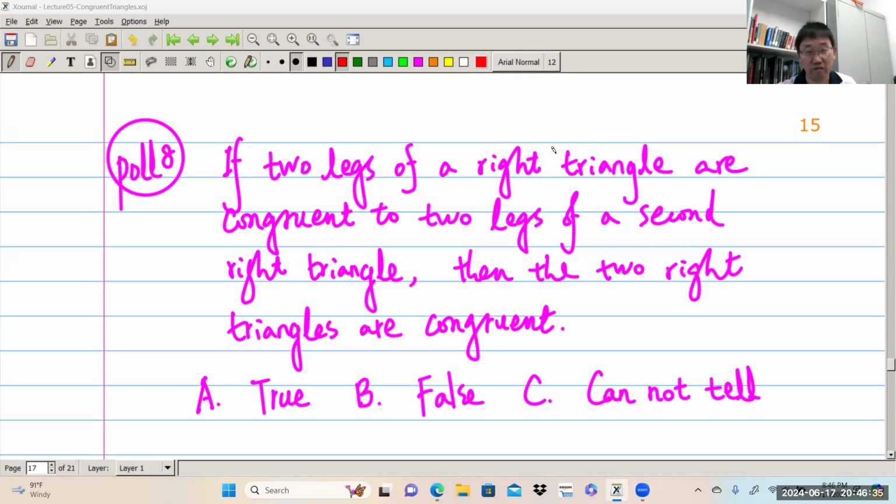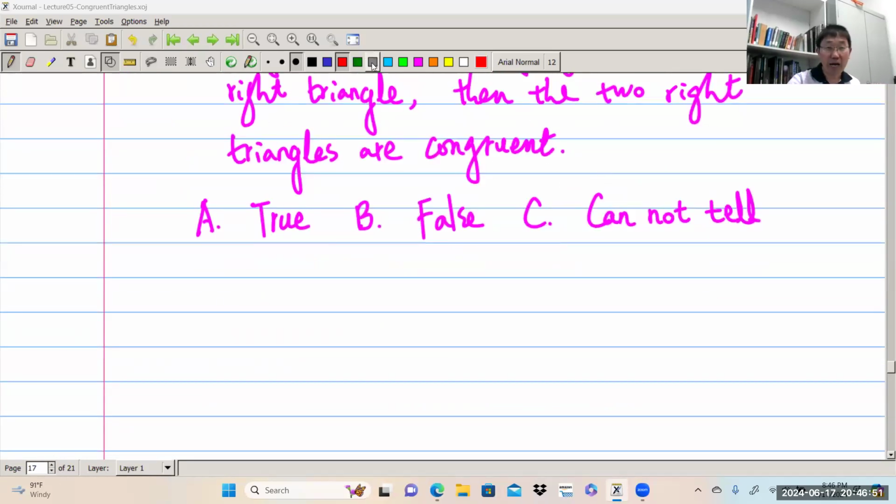Yeah, of course you can use SSS, use the Pythagorean theorem. Okay, that's good. But we have not learned the Pythagorean theorem yet, so we can use SAS, right? So the answer should be true or false? True, right? You see, you have a right triangle here. Then this angle is the right angle, 90 degrees. Then we know this side is congruent to this side. Suppose we have another right triangle here.